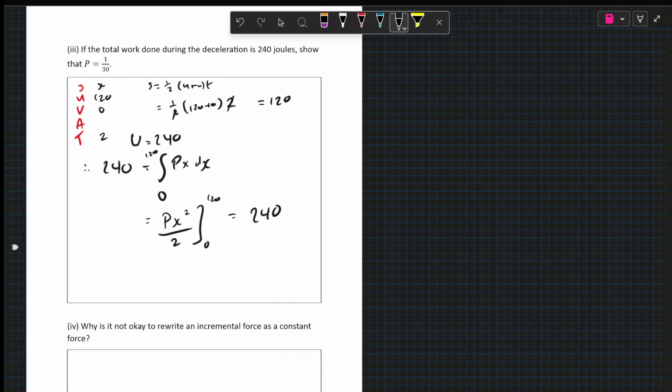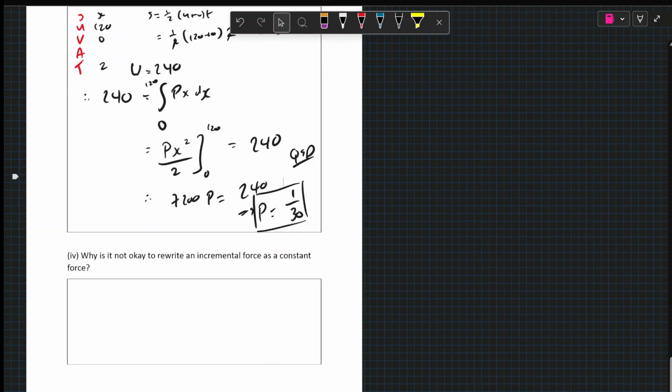Now, this 0 makes this 0. So what we're actually going to do is just find the value at 120 because x squared over 2 times by that is 0. So it's not actually going to make a difference. So we're going to 120 squared over 2, 7,200. So 120 squared over 2, that's 7,200 p is 240. So p should be 1 over 30, which indeed it is. QED.